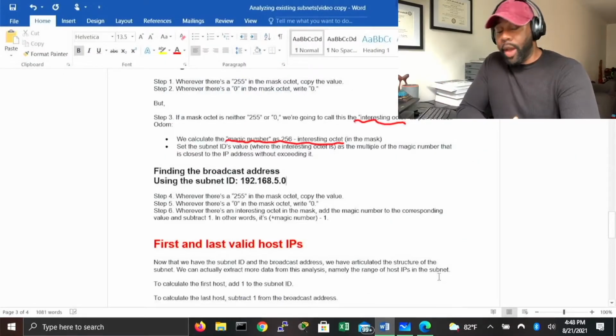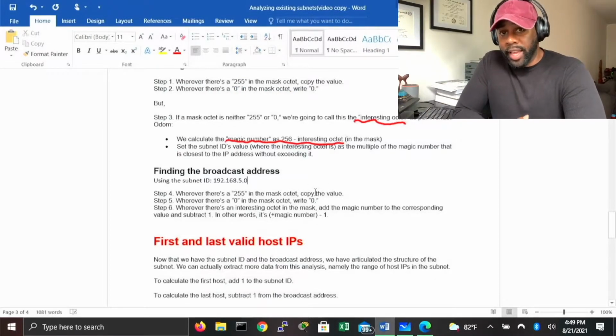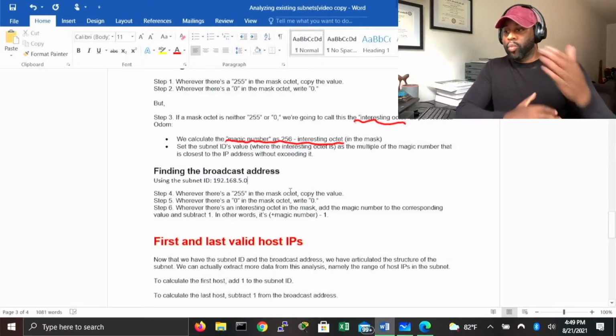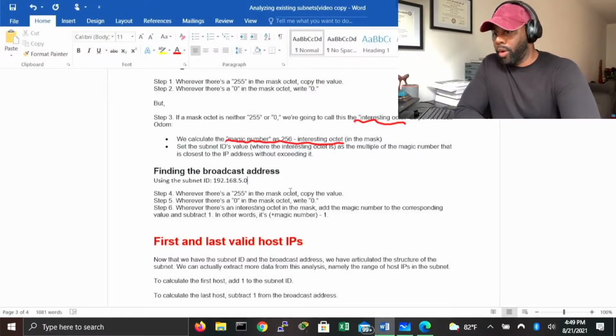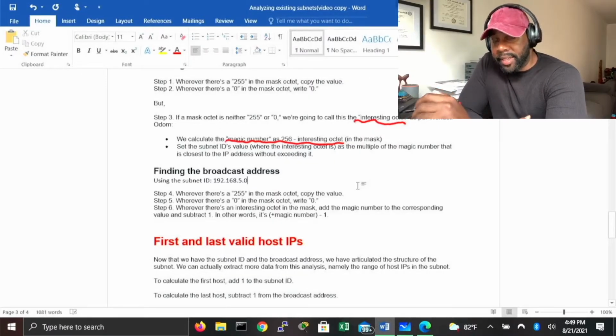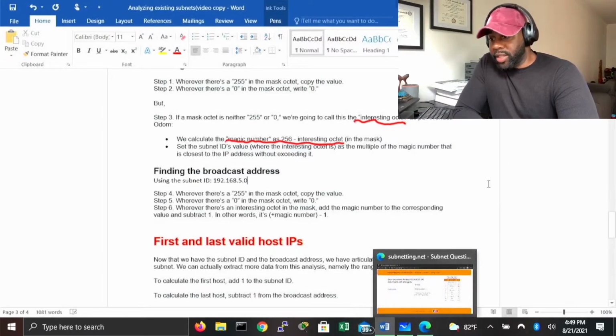So we're gonna use the subnet ID, and we're gonna figure out the rest of the calculation. We're gonna follow the rules as it pertains to calculating the broadcast address. This is a streamlined process. If you read the book, it's gonna be a little bit different, but let's keep moving forward. Now that we know that the subnet ID is 192.168.5.0, what do we do now? Wherever there's a 255 in the mask octets, copy the value, and wherever there's a 0 in the mask octet, write 0. Wherever there's an interesting octet in the mask, add the magic number to the corresponding value and subtract 1. In other words, it's plus the magic number minus 1.